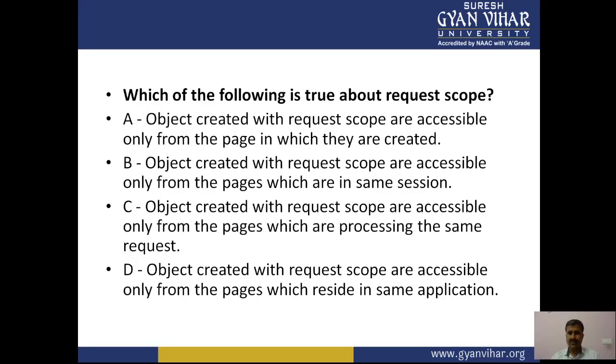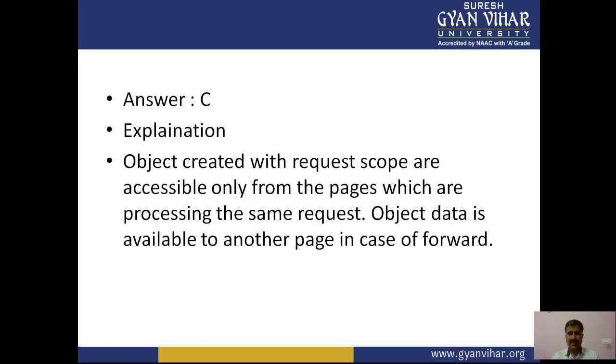Objects created with request scope are accessible only from the pages which are in the same session. Objects created with request scope are accessible only from the pages which are processing the same request. Objects created with request scope are accessible only from the pages which reside in the same application. So C is the right answer. The objects created with request scope are accessible only from the pages which are processing the same request. Object data is available to another page in the case of forward.